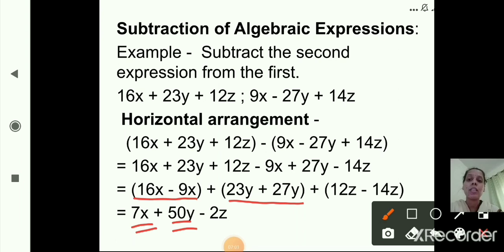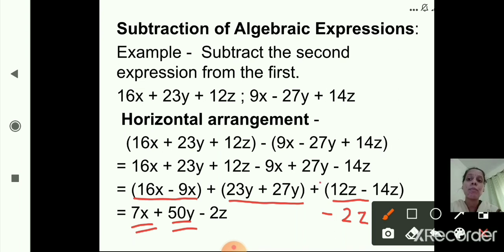12z minus 14z. What is the answer now? Here the answer is minus 2z. Why minus 2z? What is the bigger number's sign? 12 and 14. The bigger number is 14, right? So the bigger number's sign is minus. That's why the answer is minus 2z.